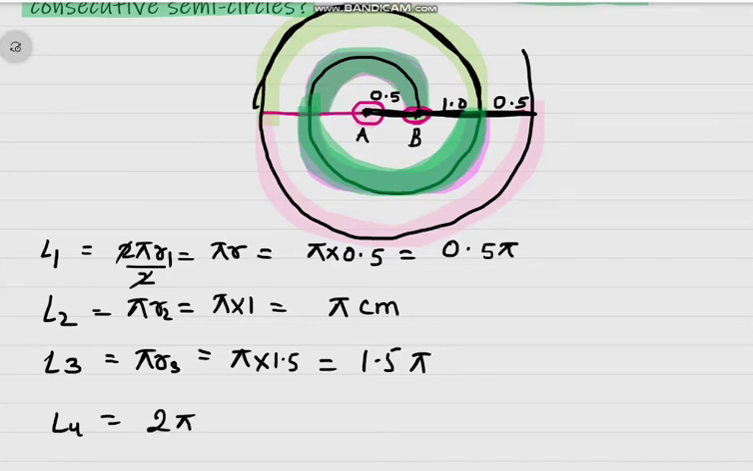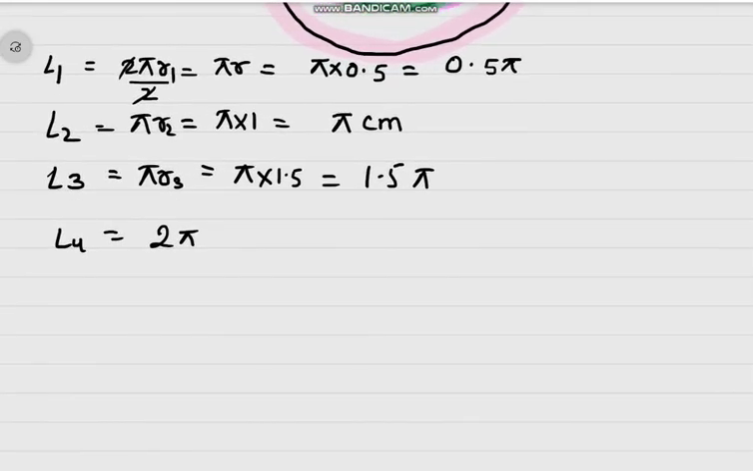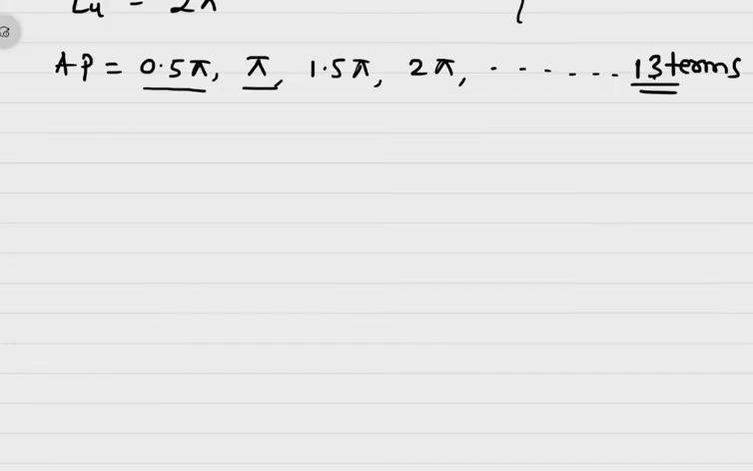Now like this, you are getting the lengths of the semicircles. So let us see how it becomes. Now see, 0.5 pi, 1.5 pi, 2 pi, and this way it is moving forward up to 13th. So now here you can see that it is forming an AP. This AP, you have A equal to how much? A is equal to 0.5 pi. And what is your D? D will be equal to pi minus 0.5 pi.